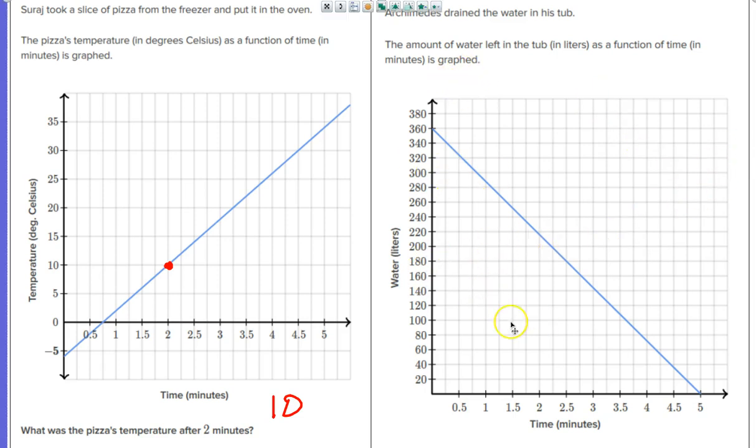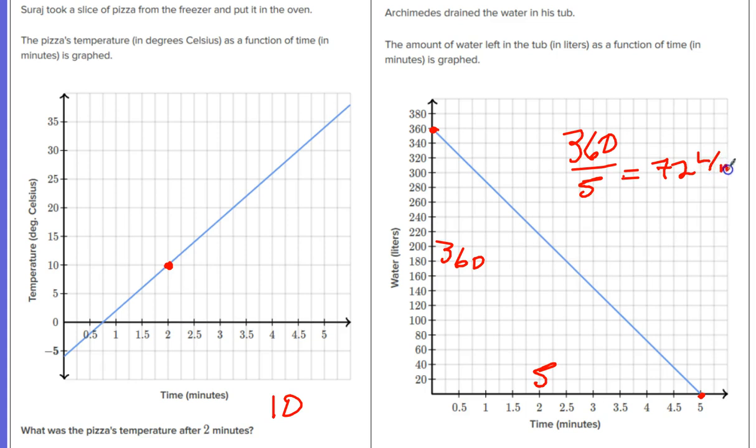I want to get the slope on this one. Archimedes put water in the tub and it drained out this fast. Let's get the rise and the run just because I know that we can. So here's a good dot here, and here's a good dot down here. Stop counting the squares. So it goes from 0 to 360, so that's 360 in 5 minutes. So that's 360 over 5. Liters per minute are draining out of there. And I can put that into a calculator. I get 72 liters per minute.